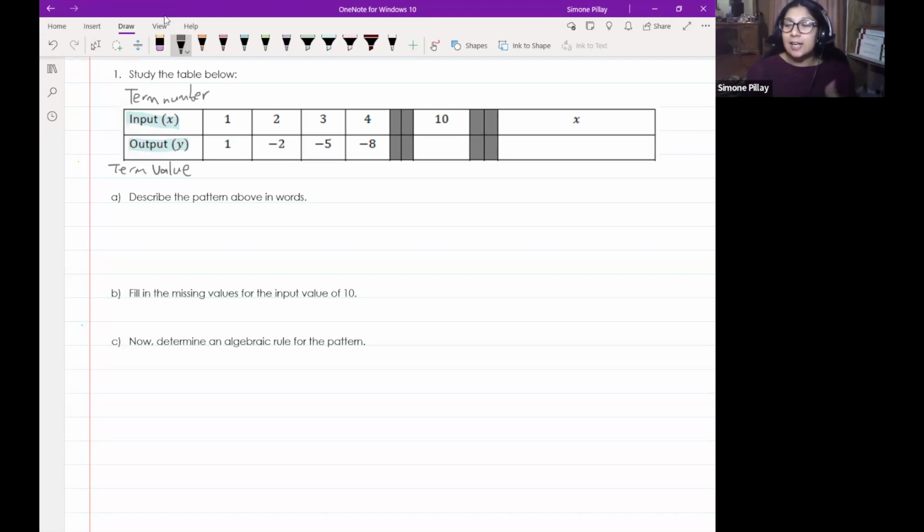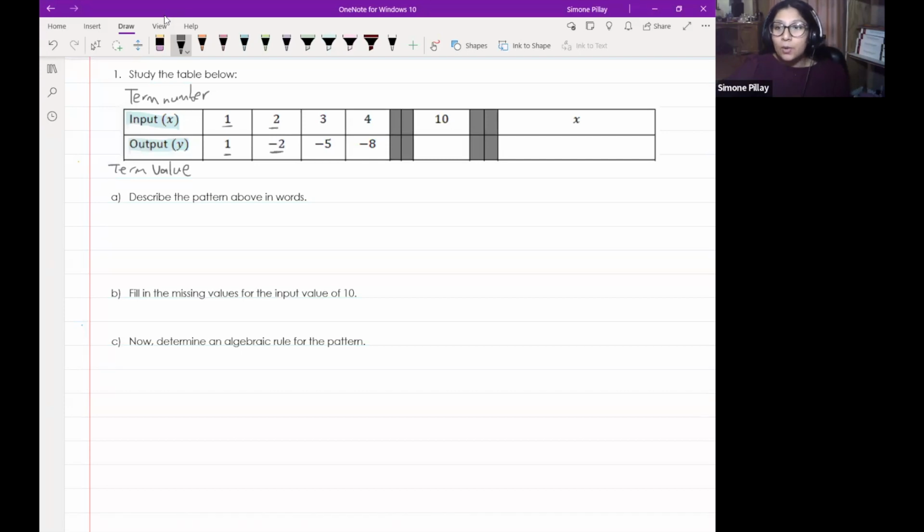So let's just say my name is Simone. I'm number 10 on the class list. So that is my term number. But my actual name, the actual value, the term value would be Simone. And so in this case over here, we have an input. My term number is 1. And obviously it makes sense. We number things from 1, 2, 3, 4. So we start at a term number of 1. We get an output of 1. When my term number is 2, I get an output of -2.